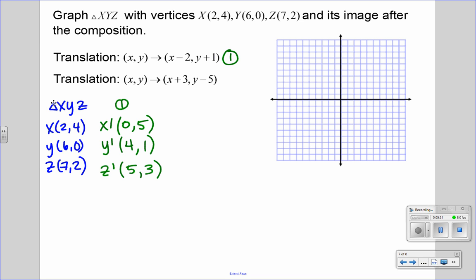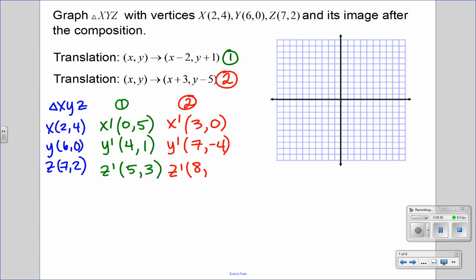Now we're going to apply the second translation to our green points, and we will get our image. Our second translation is having us add 3 to the x's and subtract 5 to the y's. So 0 plus 3 is 3, and 5 minus 5 is 0. 4 plus 3 is 7, 1 minus 5 is a negative 4. 5 plus 3 is 8, and 3 minus 5 is a negative 2.